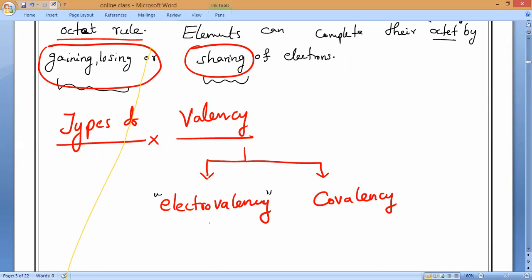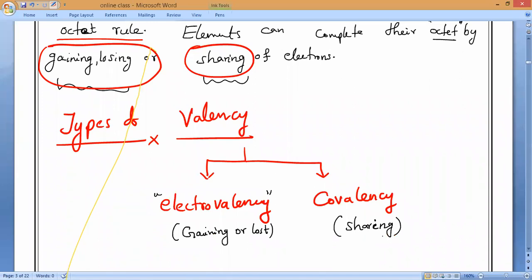Electrovalency means either gaining or losing electrons by the atoms. Covalency means only one thing. What is that? Sharing of electrons. That is what you have to remember. So please write.